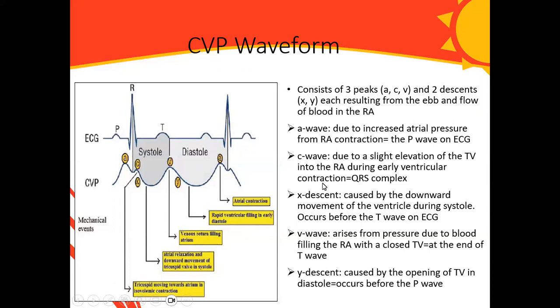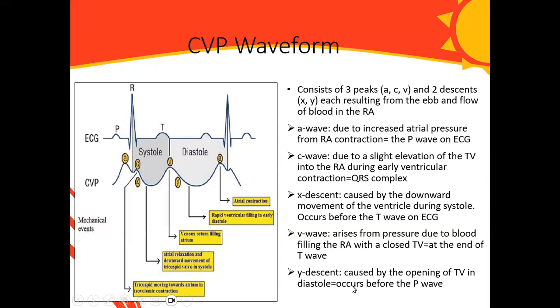The X descent is caused by the downward movement of the ventricle during diastole, all right? And this occurs before the T wave on your ECG. The V wave, the last upstroke or the last peak, arises from pressure due to blood filling the right ventricle when the tricuspid valve is closed, okay? This happens at the end of your T wave.